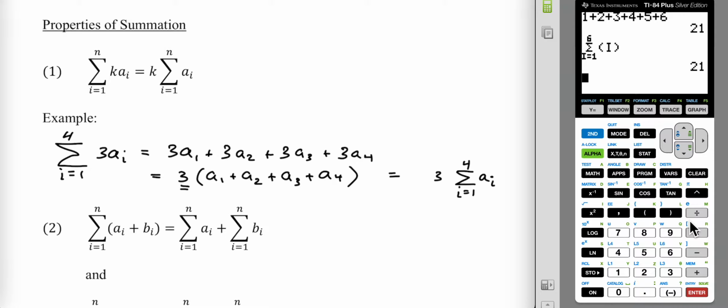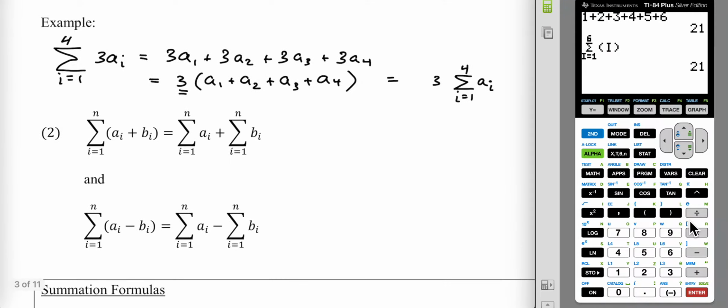Alright, so again, not a proof, just a quick example. But you can see here how the coefficient contained within the summation becomes the coefficient of the summation itself. Alright. We also have properties like addition and subtraction for summation. We have addition and subtraction rules for limits and derivatives and antiderivatives, so it kind of makes sense that we would have an addition and subtraction rule for summations. It's a sum of a sum, really.